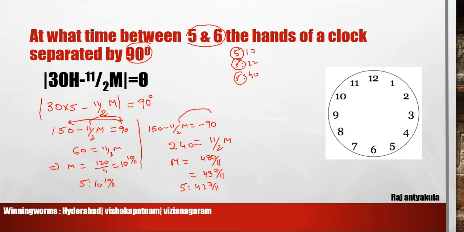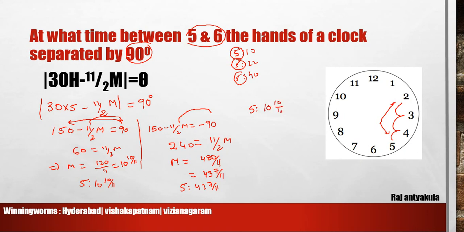Without using the formula, how can we do it in the exam? I have to get an angle of 90 degrees. First case, go in this direction: 5 to 4, 30. 4 to 3, 30. 3 to 2, 30. So total 90. The time should be at 5:10. Okay, simple. 5:10, write down 10 by 11.